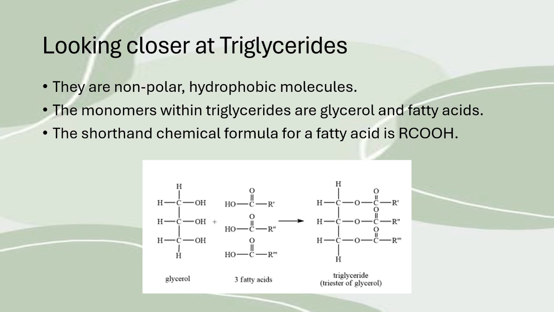So glycerol goes through a condensation reaction with 3 fatty acids, as you can see in this diagram, and like all condensation reactions, you will get 3 molecules of water at the end of this reaction alongside a triglyceride. So the shorthand chemical formula for a fatty acid is RCOOH, where the R can be any long chain of carbon.